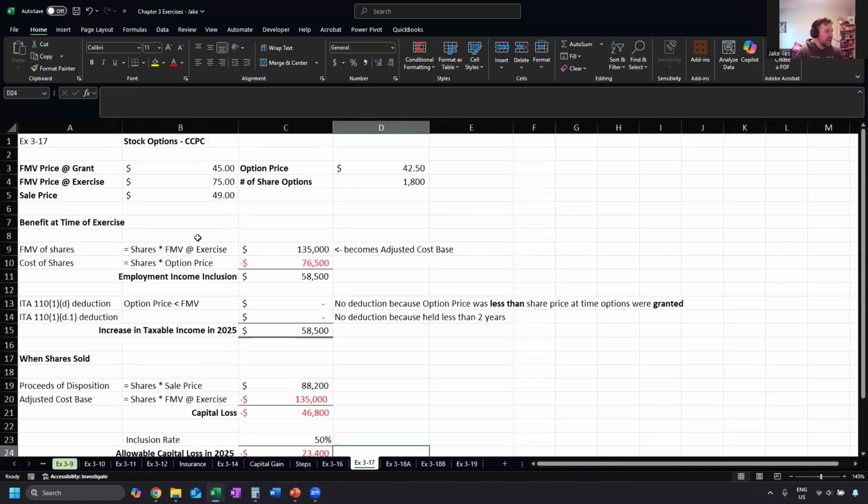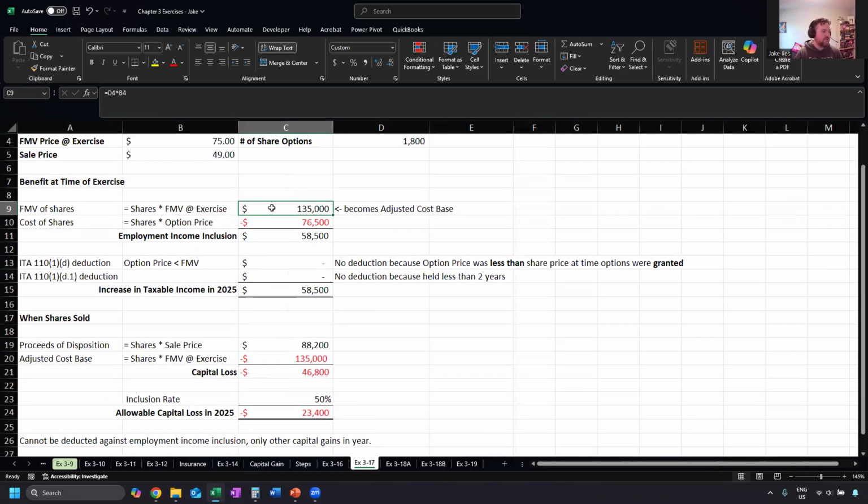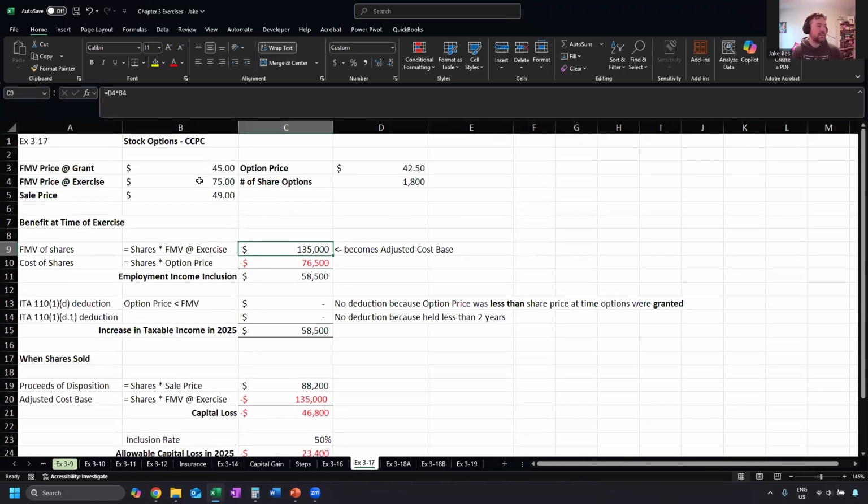So this is the actual exercise solution, and it follows the same numbers. 135,000 for 1,800 at $75. 135,000 is what we received. We paid 76.5. Income inclusions are going to be that 58,500.